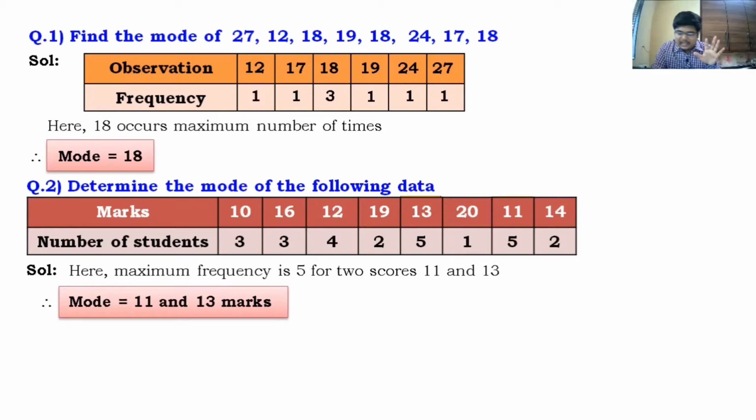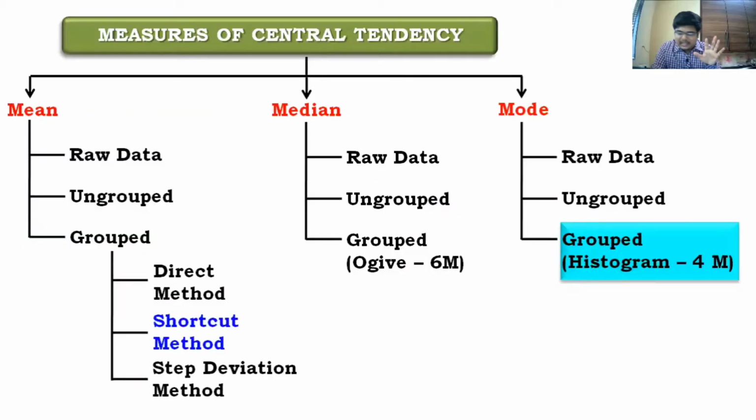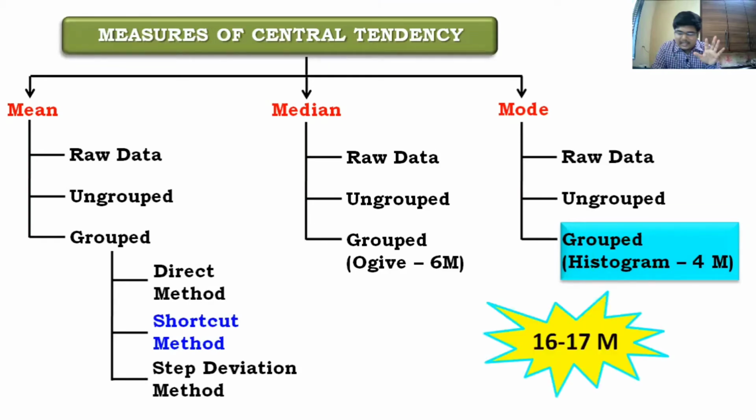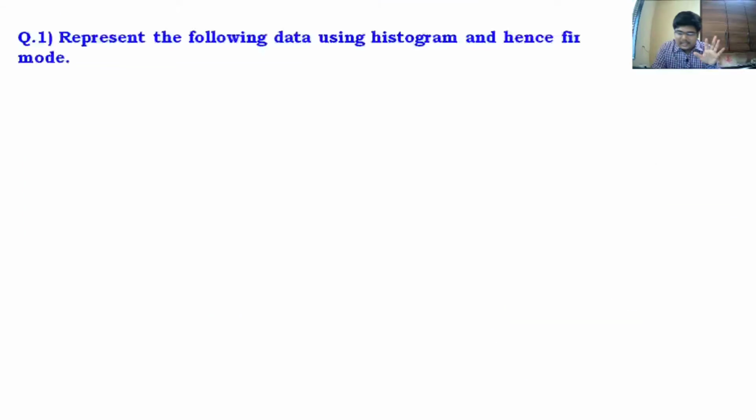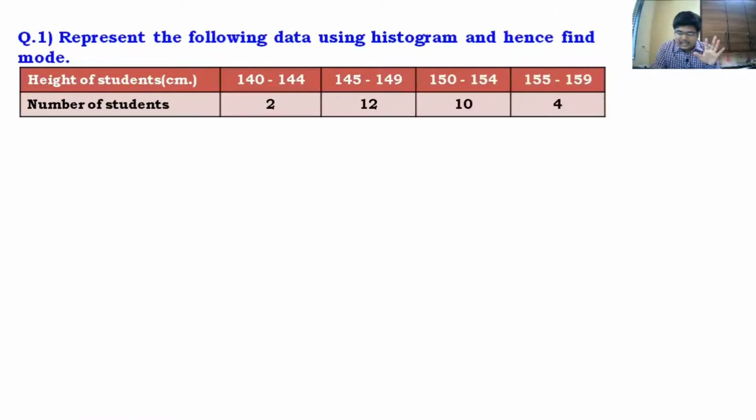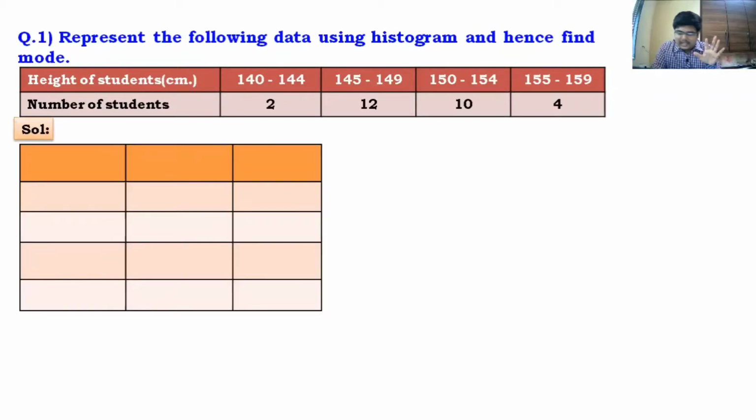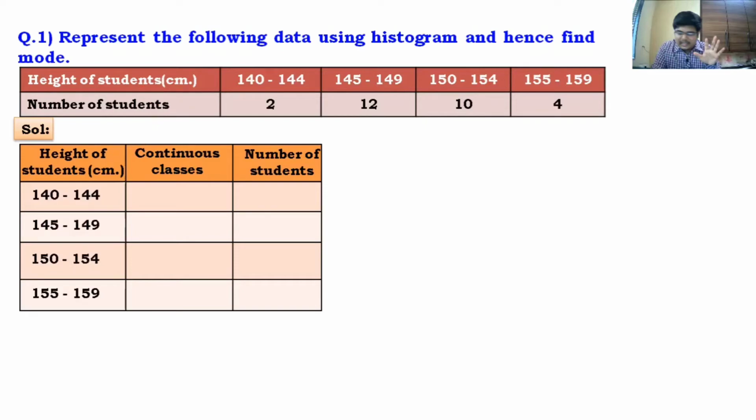So come on guys, we'll take mode for grouped data, which is histogram. I hope you remember histogram of 9th standard. If you don't, we will revise it. Don't worry. So here we'll take the question. The question is: represent the following data on a histogram and then find the mode. First of all, for histogram, the most important thing is the classes should be continuous. Here the classes are not continuous, so we will have to make them continuous. So here we will write heights of students 140 to 144, 145 to 149 and so on. Continuous classes, we have to make this.